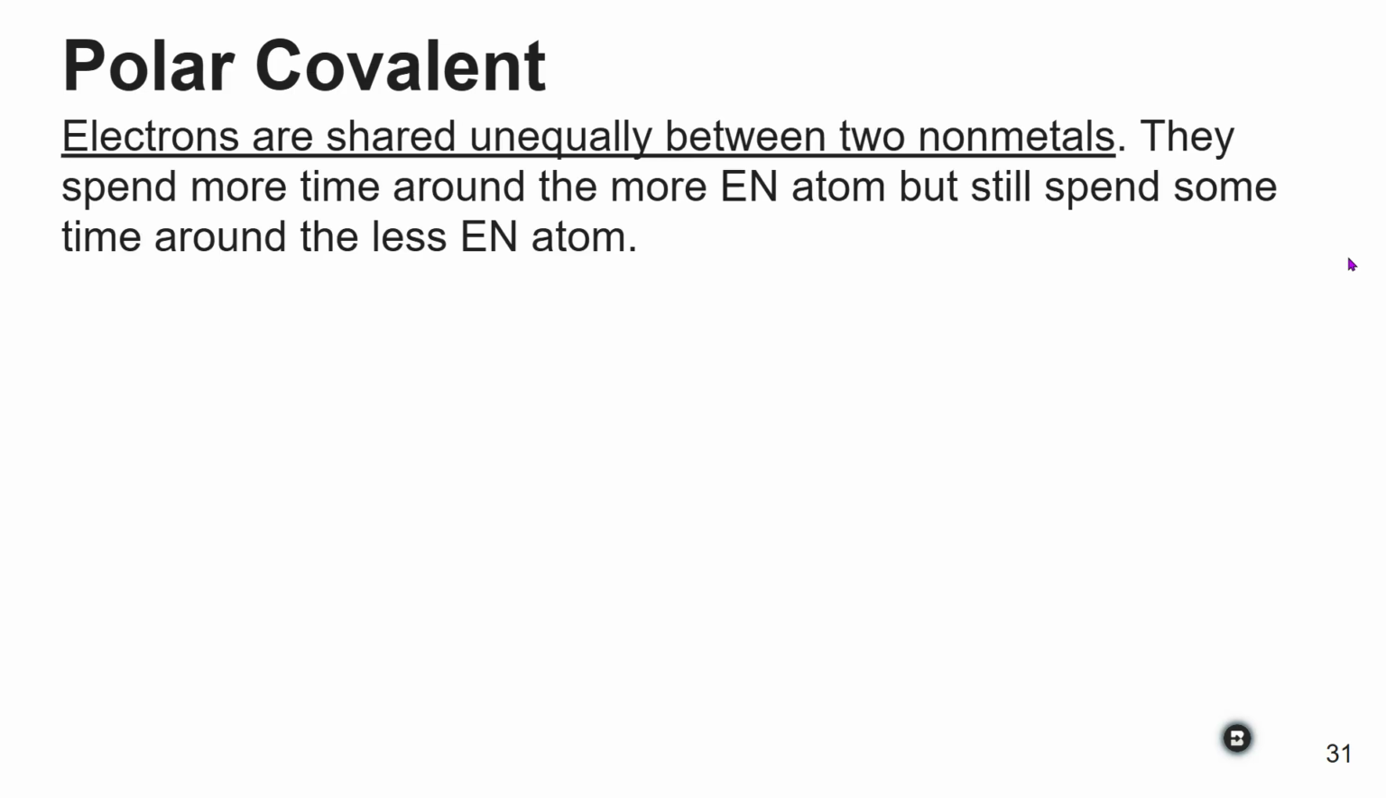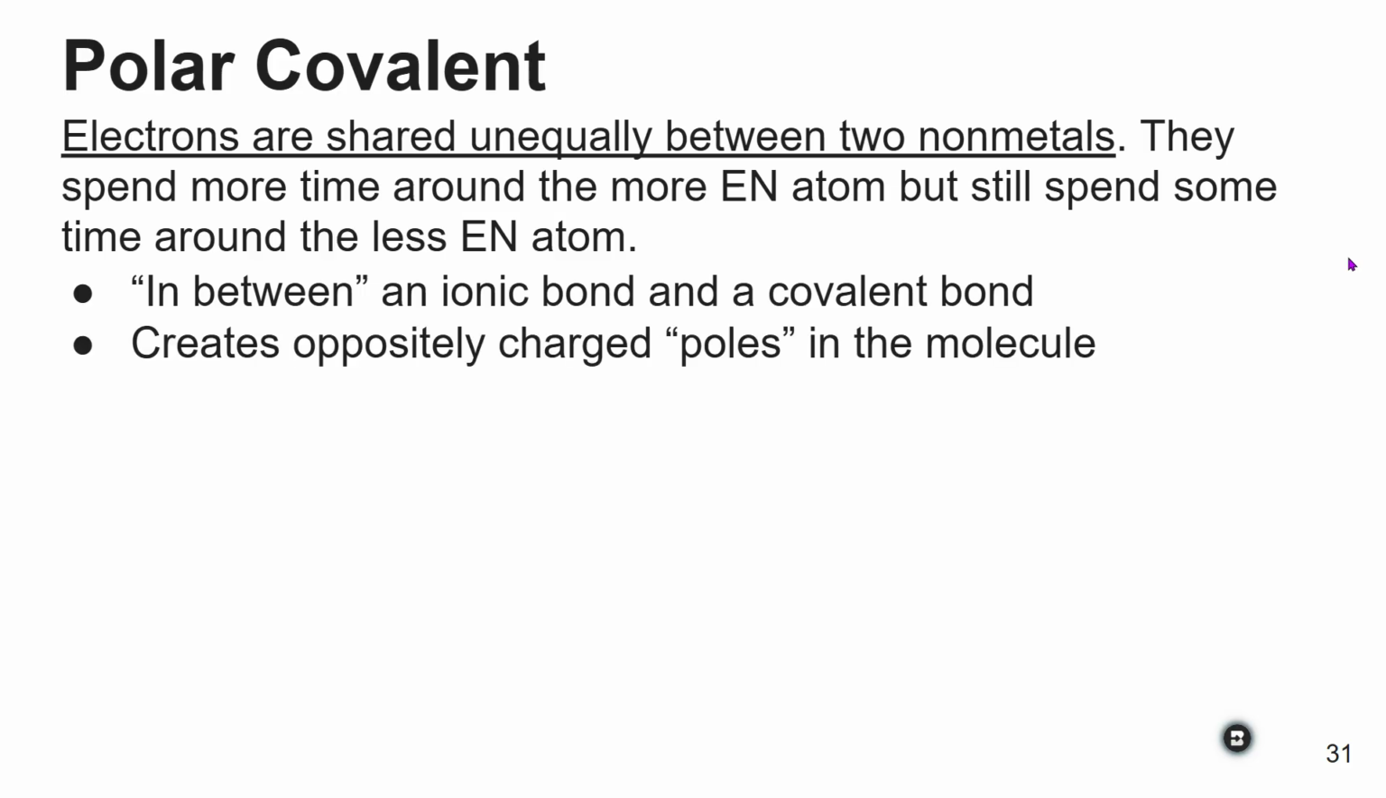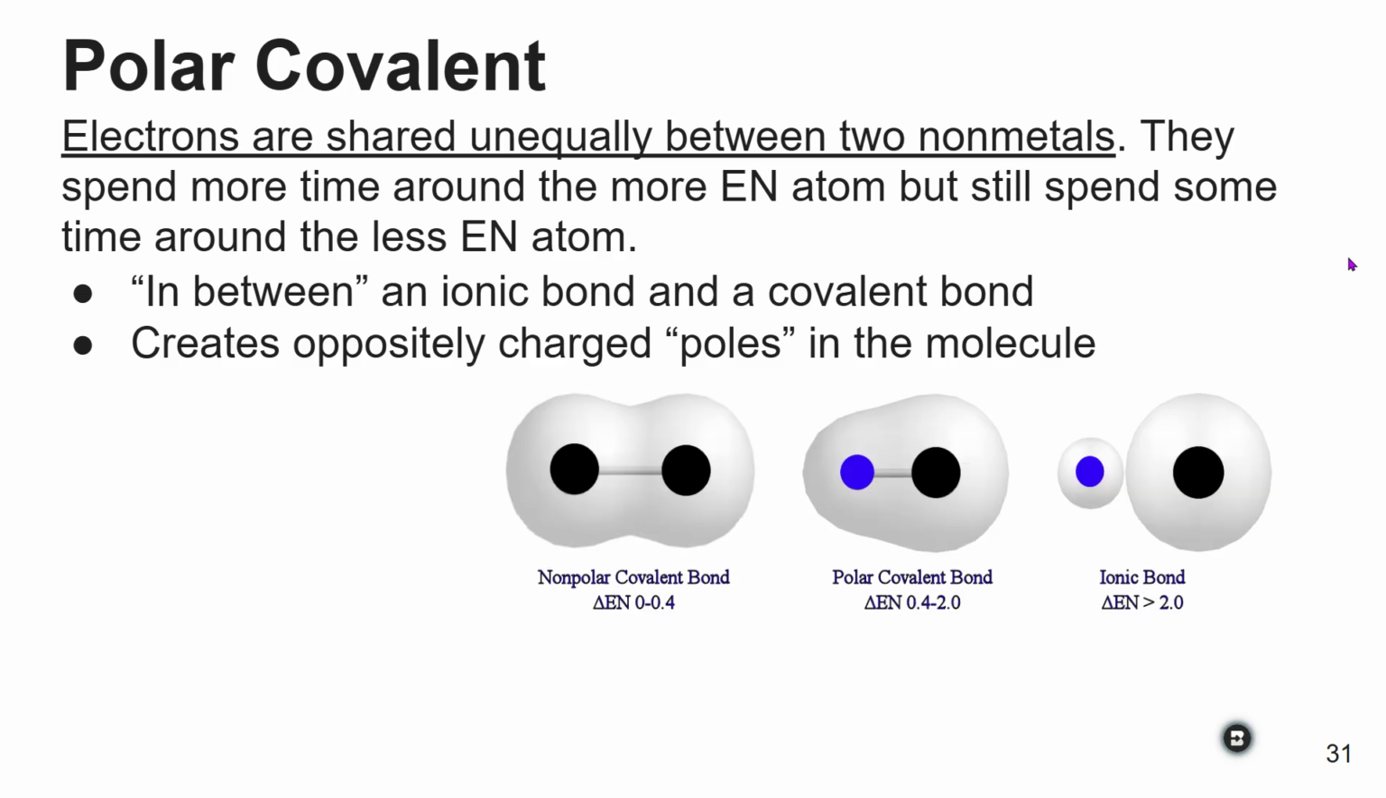So polar covalent bonds, and again, I would write these down. You would probably see some of this material on the non-ELO part of your test. Electrons are shared unequally between 2 nonmetals. They spend more time around the more electronegative atom, but still spend some time around the less electronegative atom. This is in between an ionic and covalent bond, but we would call them polar covalent. It tends to create oppositely charged poles in the molecule, and I'll show you that in a picture in a second.